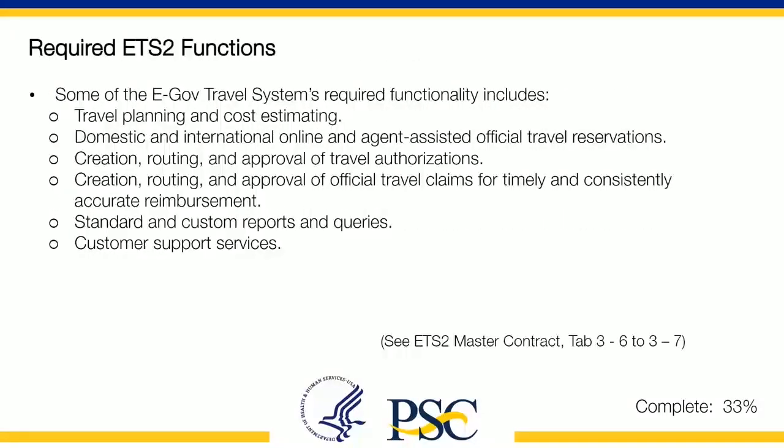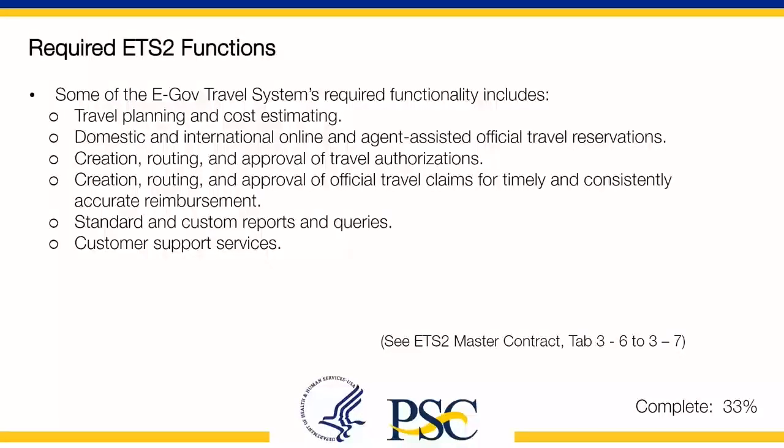Some of the E-Gov Travel System's required functionality includes travel planning and cost estimating, domestic and international online and agent-assisted official travel reservations, creation, routing, and approval of travel authorizations, creation, routing, and approval of official travel claims for timely and consistently accurate reimbursement, standard and custom reports and queries.